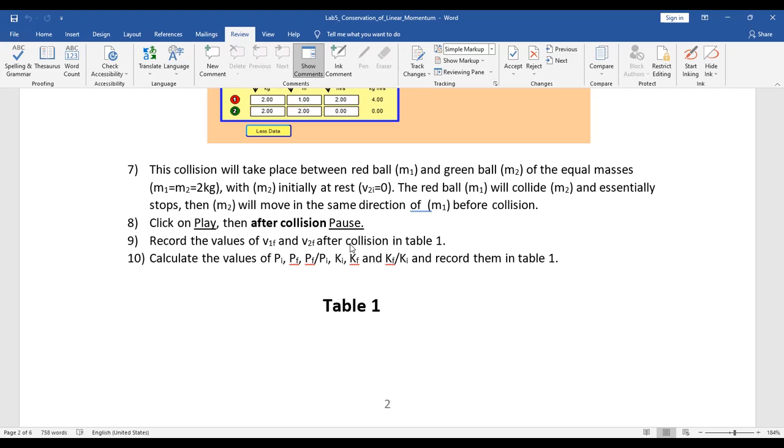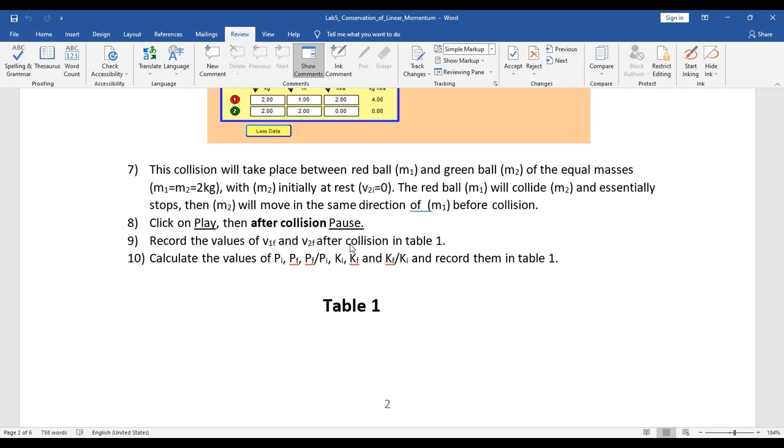Then final momentum is 2 times 2, which is also 4. The mass of the ball is 2 kilograms, as I said. Then we can see the total kinetic energy. How do we get kinetic energy?